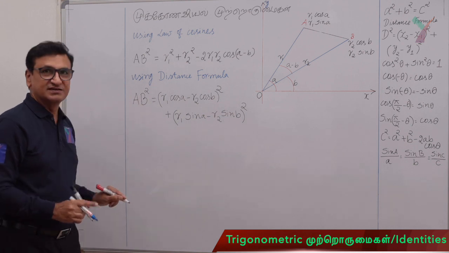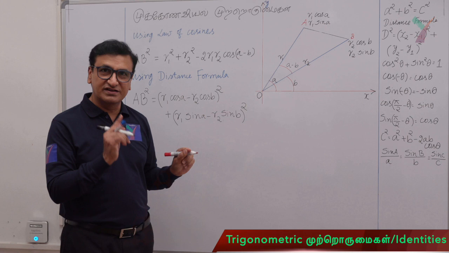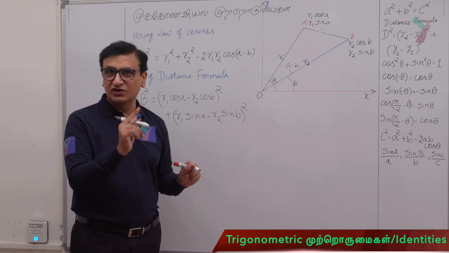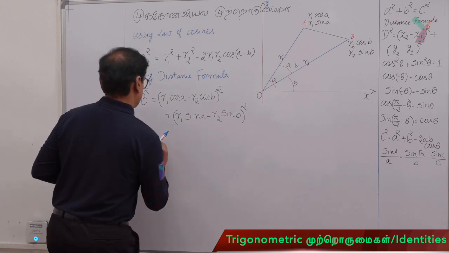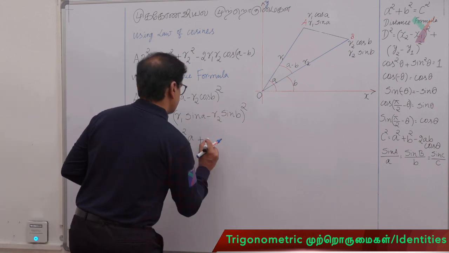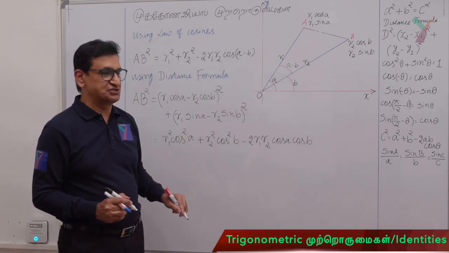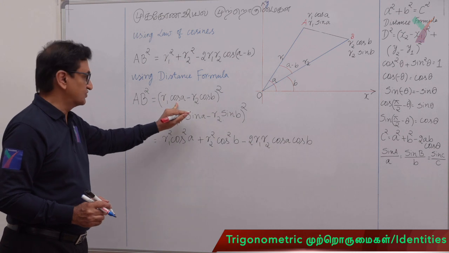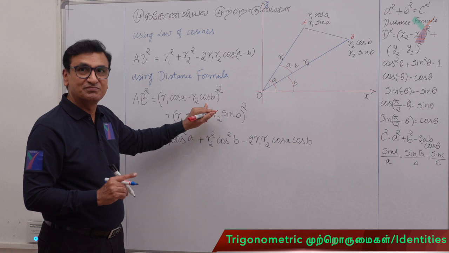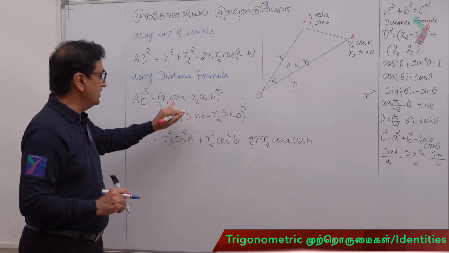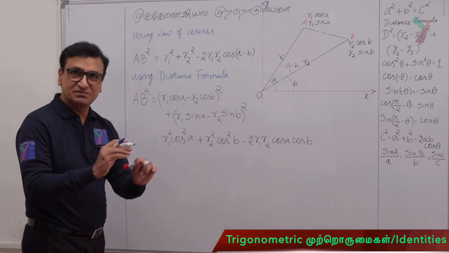Okay, அடுத்தது binomial expansion formula use பண்ணி, அதாவது a minus b whole square is a square minus 2ab plus b square. அதை யூஸ் பண்ணி இதை எக்ஸ்பேண்ட் பண்ண போறோம். Okay, the first expression r1 square cos square a plus r2 square cos square b minus 2r1 r2 cos a cos b. That is what I have written here. அடுத்தது இந்த எக்ஸ்பிரஷன் நம்ம எக்ஸ்பேண்ட் பண்ணுவோம்.